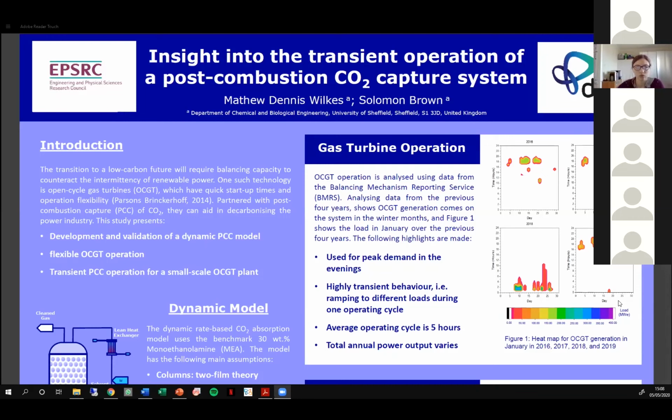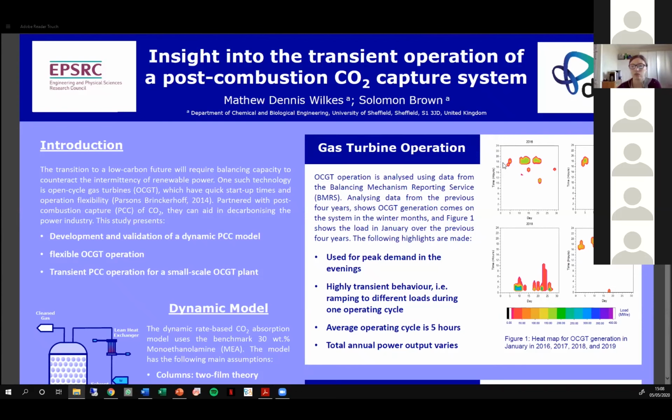which provides data on the generation and demand within Great Britain. I transformed the data into heat maps specific for the month of January, which is the busiest month. OCGTs typically come on the system in the winter months between December to February and are used for peak demands in the evening. I don't know if everyone can see my mouse, but it's this part here, so it's typically coming on in the evenings.